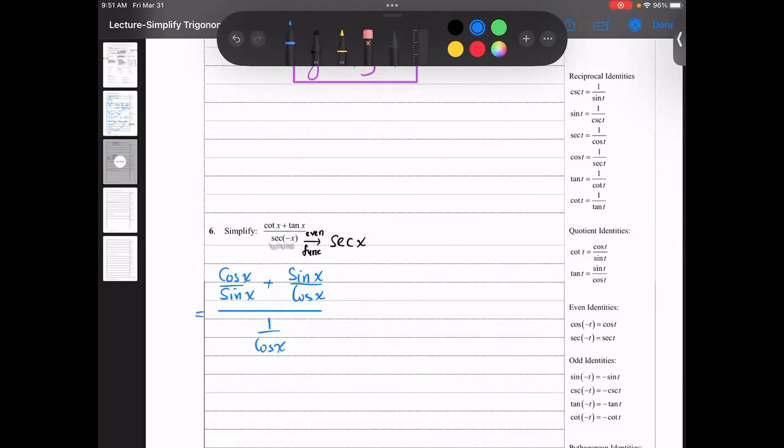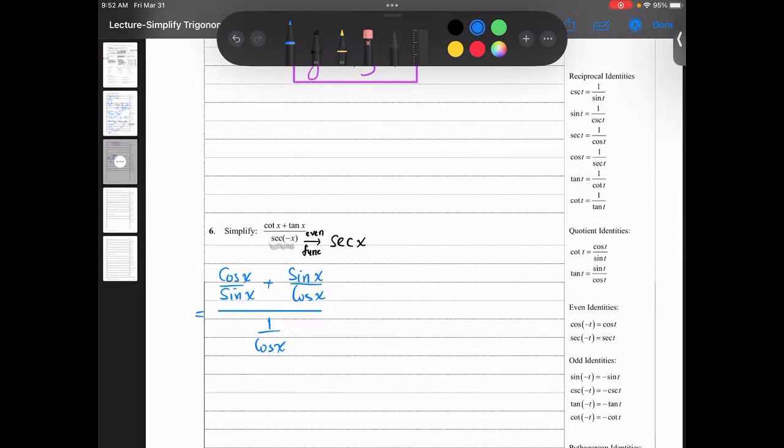2 points. What do you think I should do next? Don't be afraid to be wrong. No, you can't cancel. You only cancel if you multiply. There's addition on the top, right? There's a plus. You can't cancel anything.